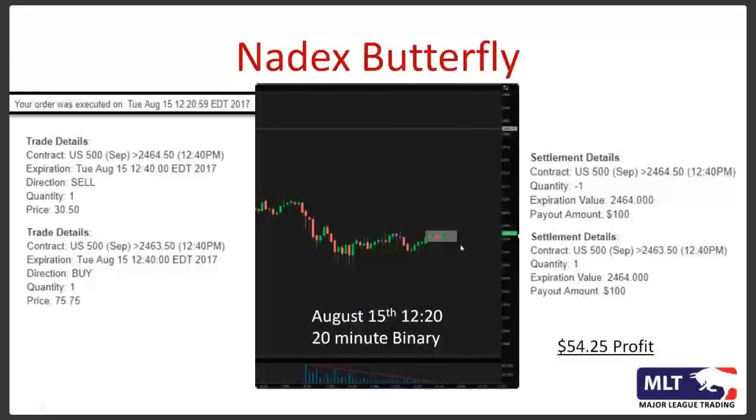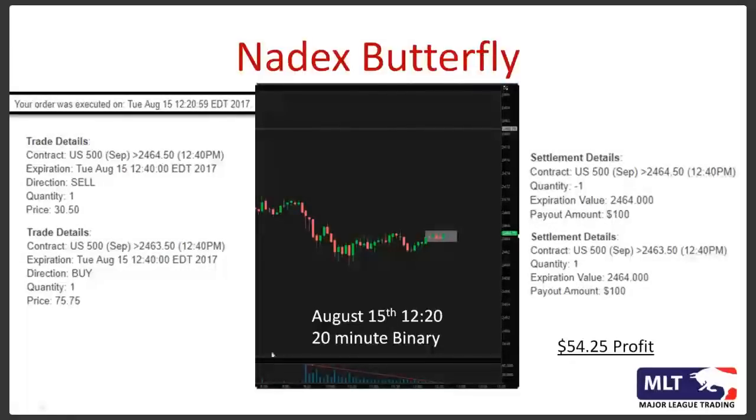Now, this one I did follow the rules correctly, and I actually got more on the top side. I got 75 and 30. So this one was even better, right? I wasn't just going for 50-50. I was actually getting a little bit more out of it. Same thing, okay? This one, I got into it at 12:20, and they expired at 12:40, okay? You can see here's the ticket right here. See, you guys, 12:20 is when I executed the order. It was the 12:40 binary.